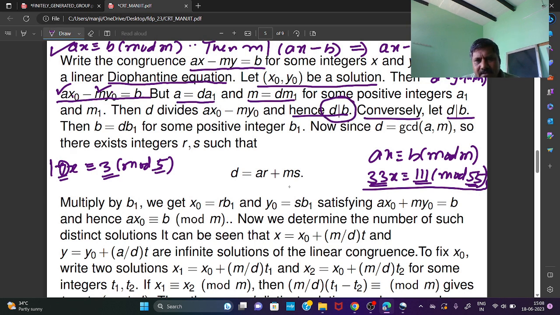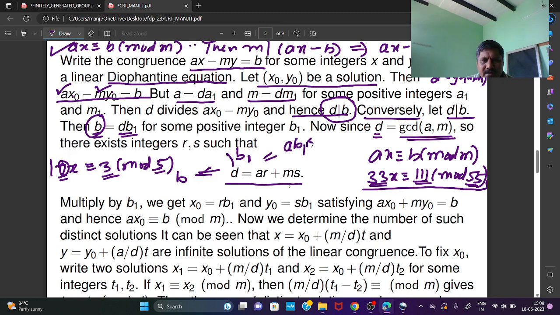So D divides B. We have assumed that D divides B, so B can be written as D B1 by divisibility. Now D is the GCD of A and M, and therefore we can write D as a linear combination of A and M for some integers R and S. Now if we multiply this by B1, the left side becomes B, and the right side is A B1 R plus M B1 S.